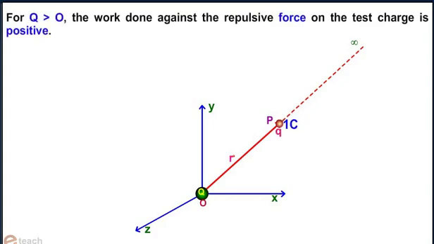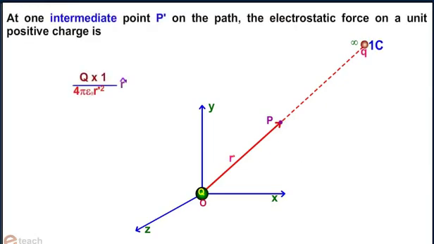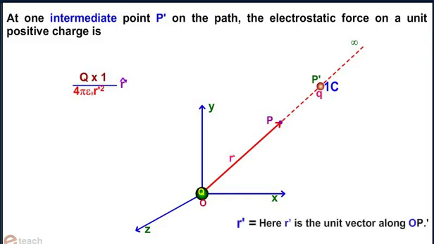For Q greater than 0, the work done against the repulsive force on the test charge is positive. At one intermediate point P prime on the path, the electrostatic force on a unit positive charge is Q into 1 divided by 4 pi epsilon naught r prime whole square into r cap, where r cap is the unit vector along OP prime.